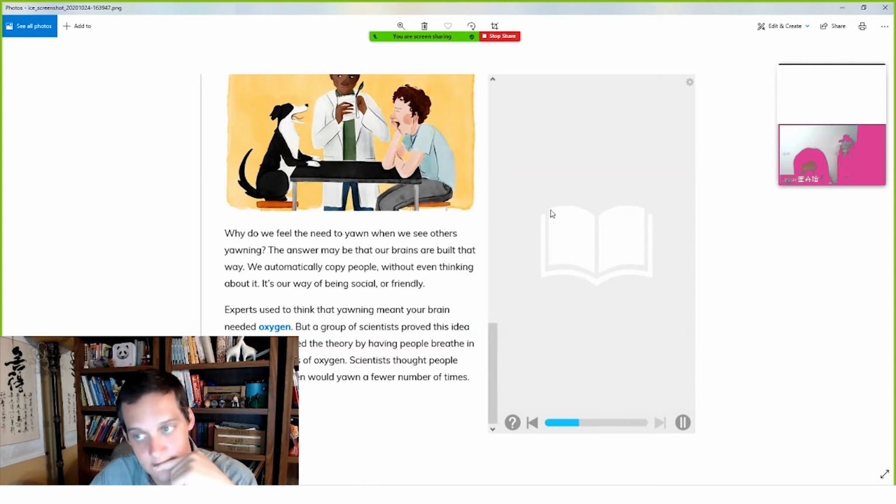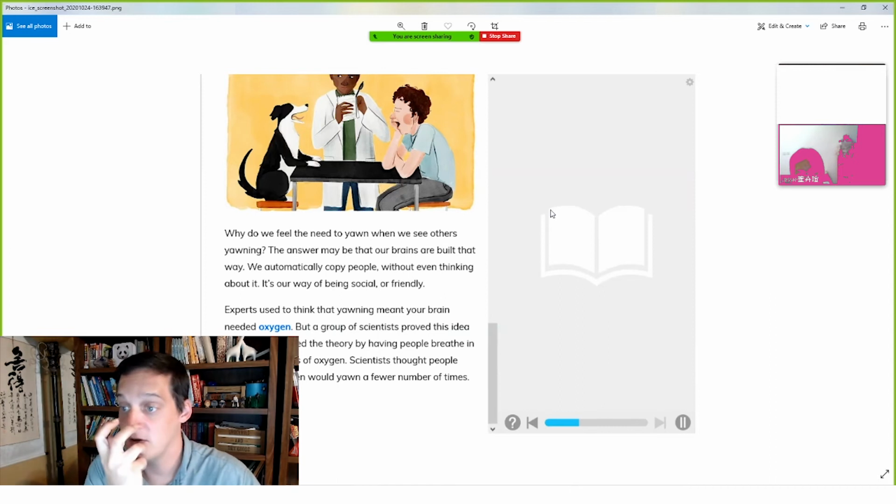They tested the theory by having people breathe in different amounts of oxygen. Scientists thought people given more oxygen would yawn a fewer number of times. So they put this little mask on your face.